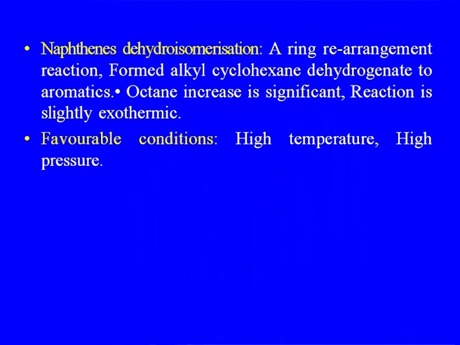Already we discussed the dehydrocyclization. Naphthenes dehydroisomerization, the ring rearrangement reaction forms alkyl cyclohexane, which dehydrogenates to aromatics. Octane increase is significant, the reaction is slightly exothermic. Favorable conditions: high temperature, high pressure. Here you see the high pressure, somewhere the low pressure. So that is the optimum condition that has to be maintained in case of the catalytic reforming process. These were some of the desirable reactions which take place in improving the octane number.